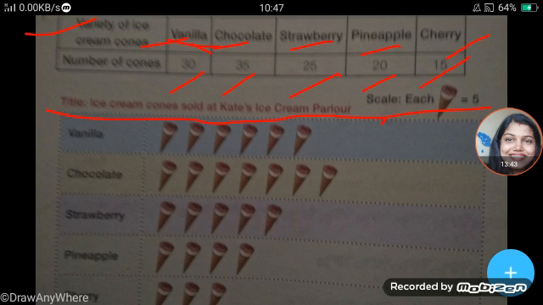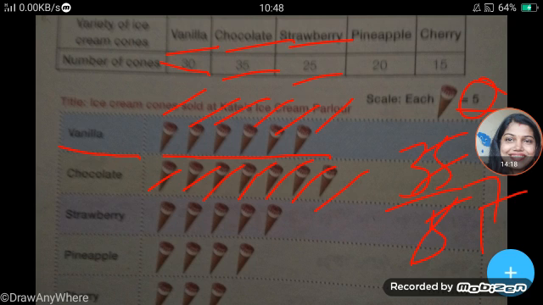First I'm going to go for vanilla, as it is written the first thing here, so I'm going to write vanilla. So vanilla, if it is 30, you have to divide it by 5 and you will get 6. So I'm drawing the symbol of ice cream 6. So if you can count 1, 2, 3, 4, 5, 6, as each cone represents 5 ice cream cones. Next is chocolate, it is 35 and 35 divided by 5. Okay, just divide it, you'll get 7. So 7 cones I'm going to draw, 1, 2, 3, 4, 5, 6, 7.